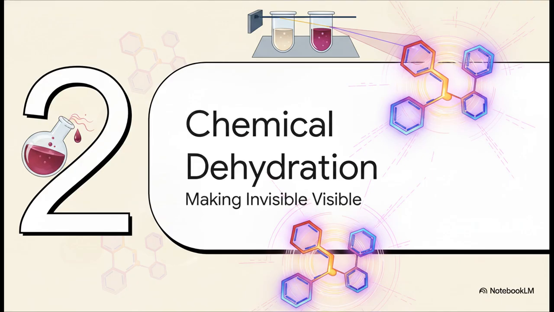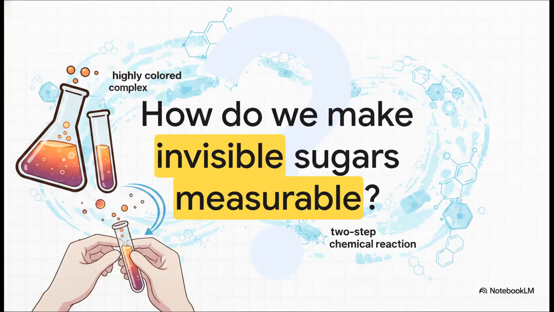Moving right along to Section 2, the chemical dehydration process, or as I like to call it, making the invisible visible. Here's the fundamental problem. Simple carbohydrates don't have the aromatic rings or conjugated double bonds needed to naturally absorb UV visible light. They're essentially invisible to our instruments. So how do we transform them into a highly colored complex that we can actually measure? Well, we rely on a really beautiful two-step chemical reaction that happens right inside your test tubes.